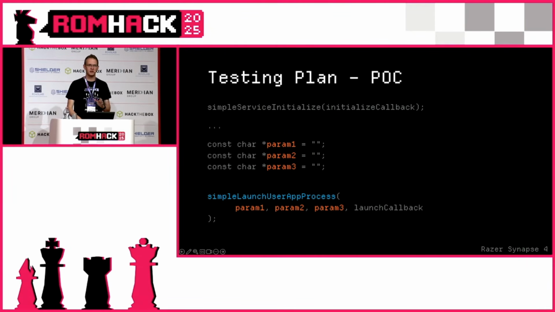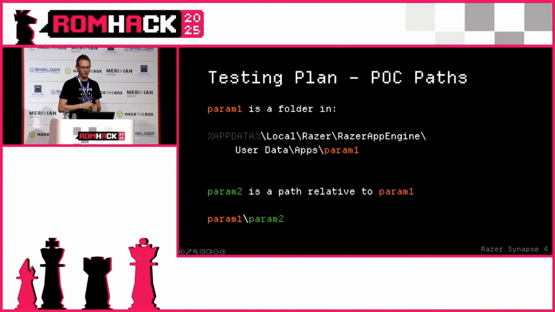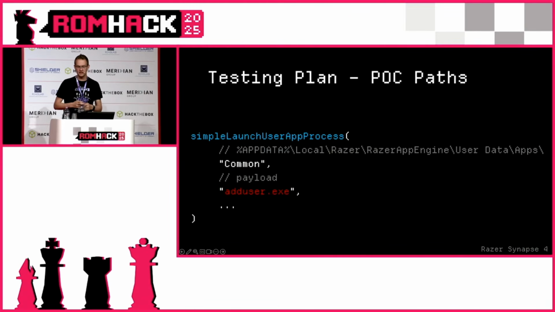The tricky thing with these arguments, though, is they're not obvious in how they work. So I'll save you a bit of time, but to give you a sense of what you needed to pass along, you need to learn that parameter 1 is a folder relative to this app data path, specifically in this Razer App Engine user data apps. Parameter 2 is then relative to parameter 1, so you can't put a full path in there. You need to know where this original path already exists. So if we wanted to run something from that context in our POC, we needed to pass an argument like common, which we know is relative to app data. It's something any user can write to here. And a payload, for example, adduser.exe to run.